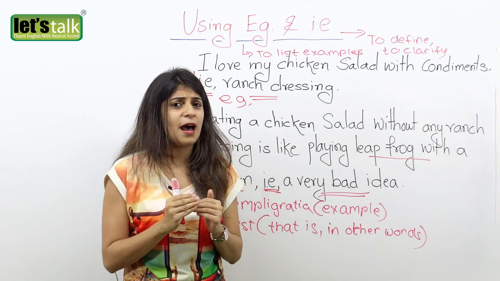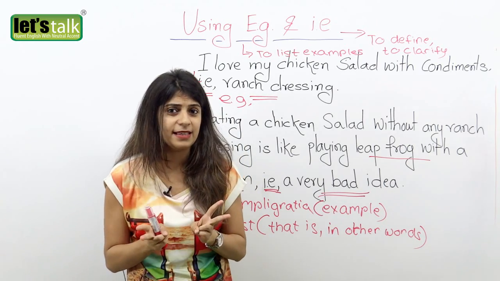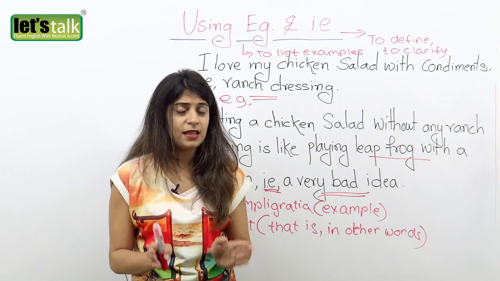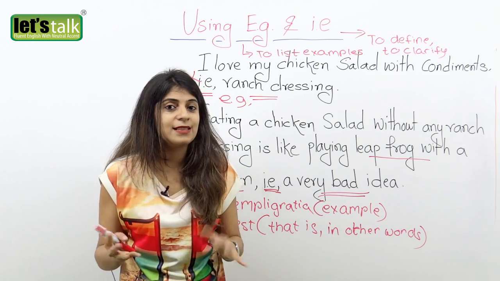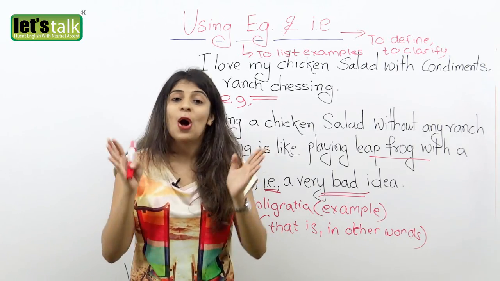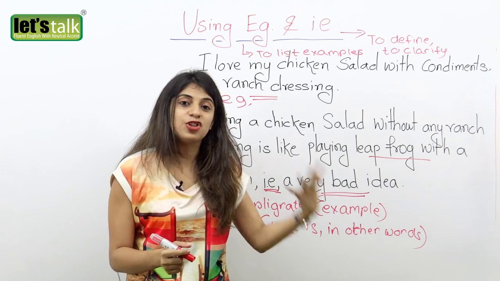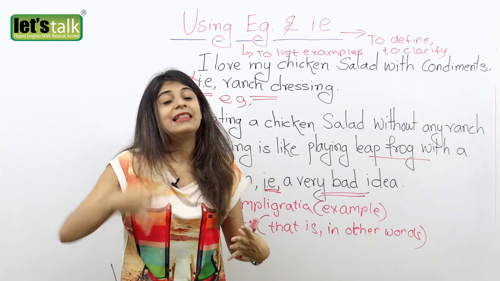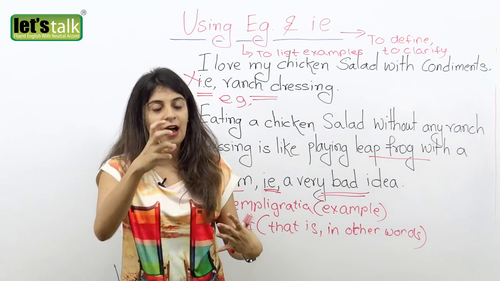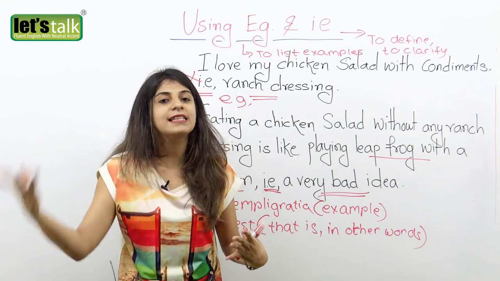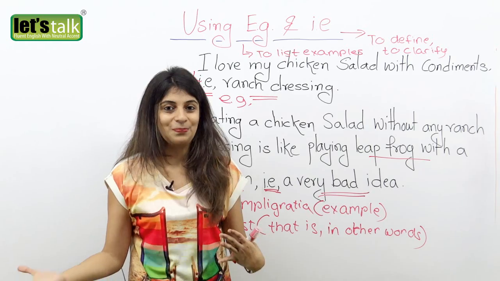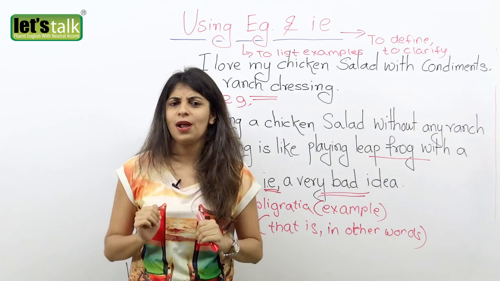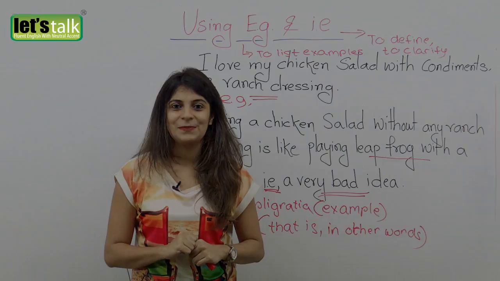Now, if you end up mixing e.g. and i.e., your sentences would not be grammatically incorrect, but the meaning of your sentence would change. So always remember that e.g. is used to list your examples, whereas i.e. is used after a sentence to define something in other words. Okay? Let's have a look at some more examples so that you understand this in a better way.